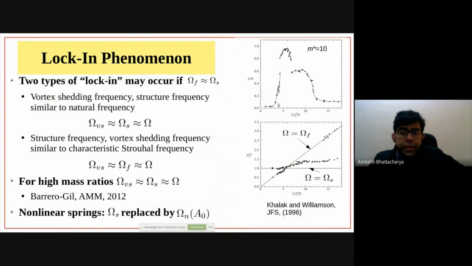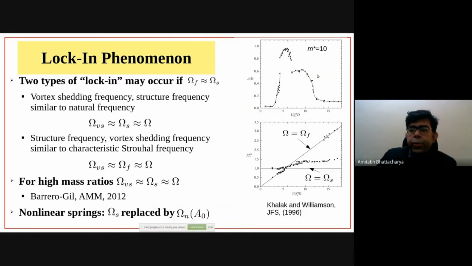A by D is the non-dimensional amplitude of the cylinder oscillation, and let's say I'm fixing my mass ratio to 10, and I have the reduced velocity on the x-axis. Reduced velocity, remember, is basically a proxy for the vortex shedding frequency divided by the natural frequency of the structure, the linearized natural frequency of the structure.